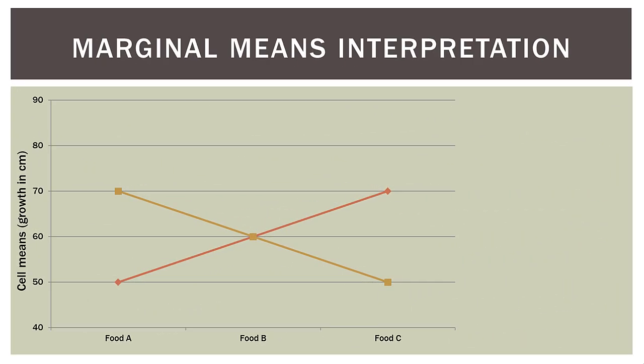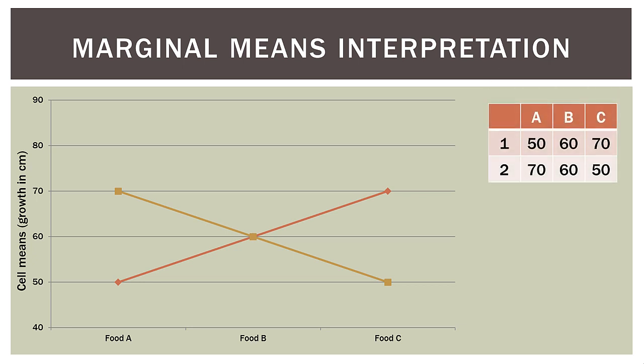Now, how about this one? This one looks different. So for the 1 feeding per day, we had growth of 50 for plant food A, 60 for plant food B, and 70 for plant food C. Now for the 2 feeding line, we had 70 for plant food A, 60 for plant food B, and 50 centimeters for plant food C. Well, that's kind of weird, isn't it?